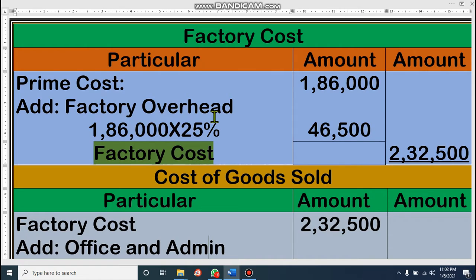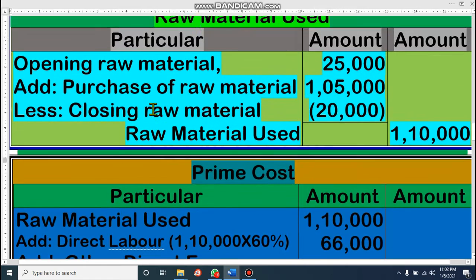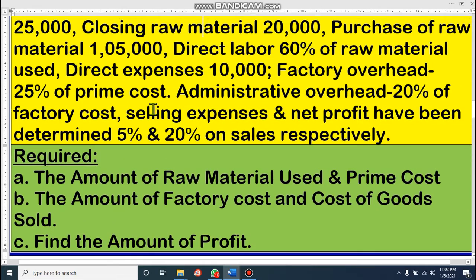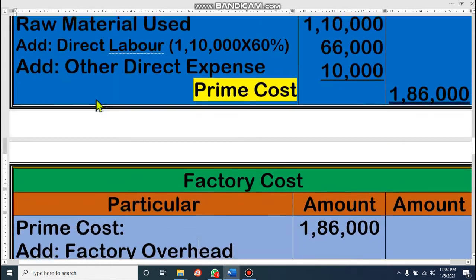Dear student, prime cost is 1,86,000, which we got from requirement A, and for factory overhead, let's see the question. Factory overhead is given here: factory overhead is 25% of prime cost. So let's come to the solution again.